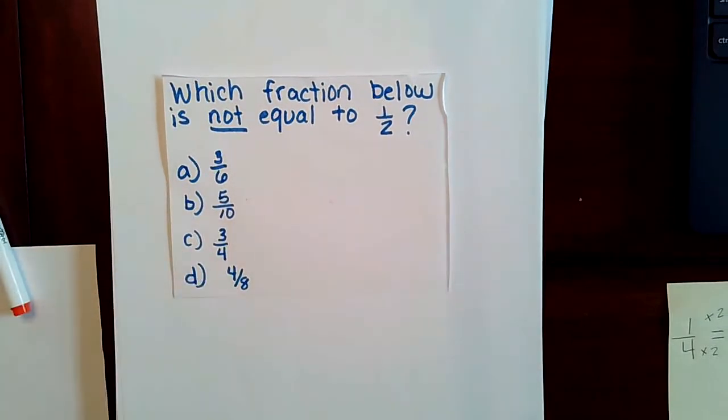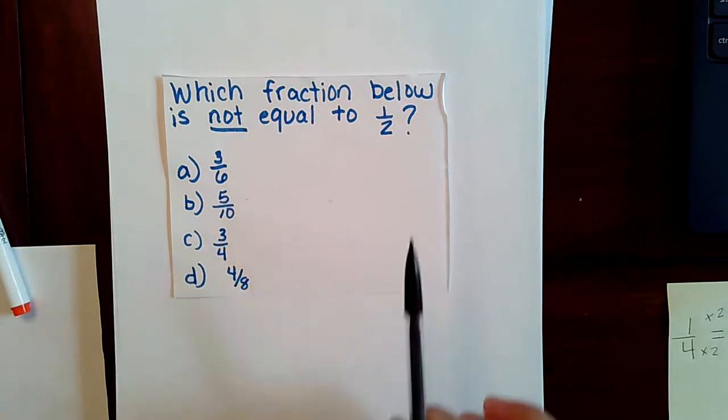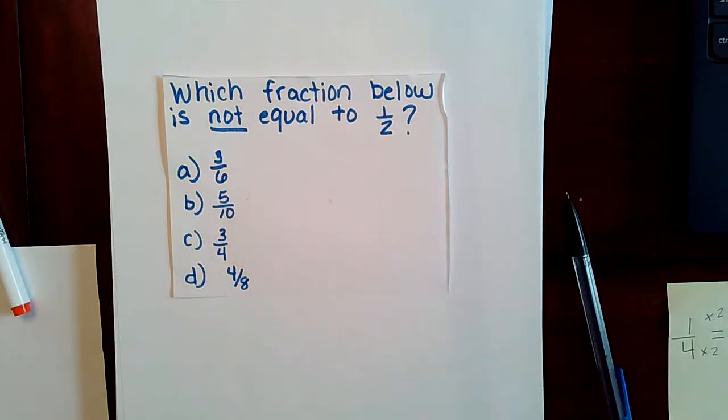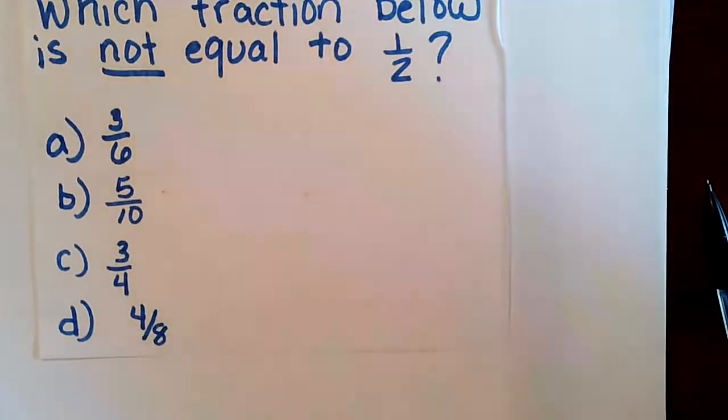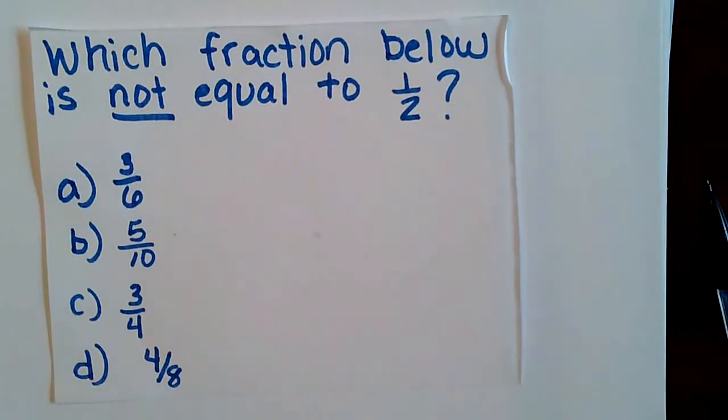Which fraction below is not equal to 1/2? So I want you to think about this. 3 of these fractions are equal to 1/2. 1 is not equal to 1/2. So look closely. We have 3/6, 5/10, 3/4, and 4/8. And write down the one that you think is not equal to 1/2.